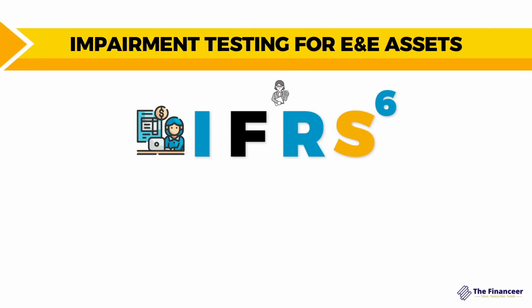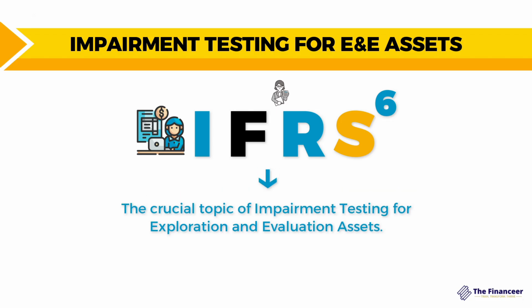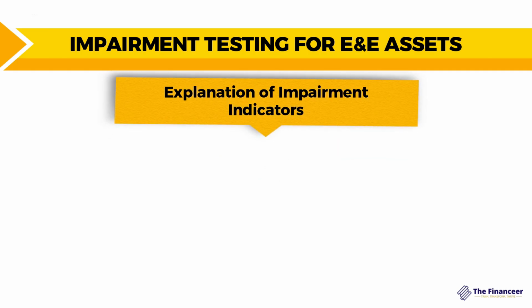Welcome to the fourth module of our IFRS 6 e-learning course. In this module, we are going to focus on a crucial topic related to impairment testing for exploration and evaluation assets. Let's start by understanding the indicators that suggest an exploration and evaluation asset might be impaired.